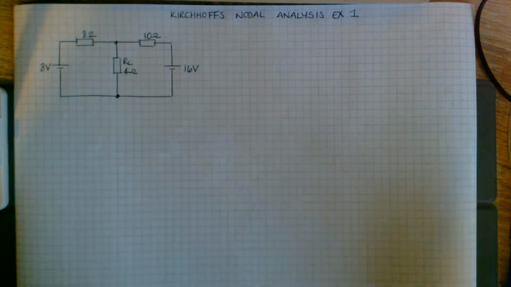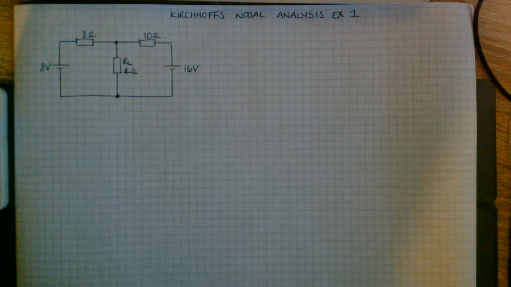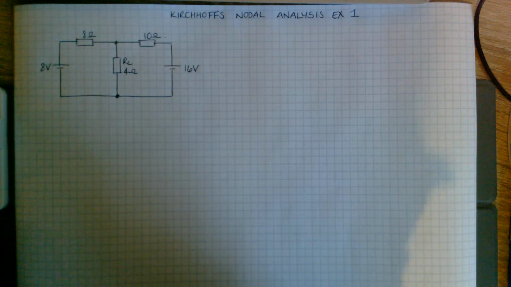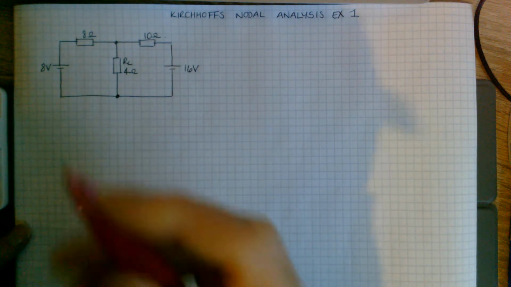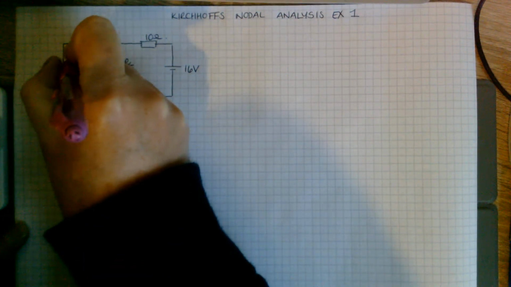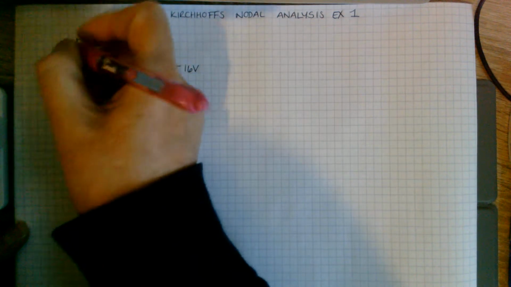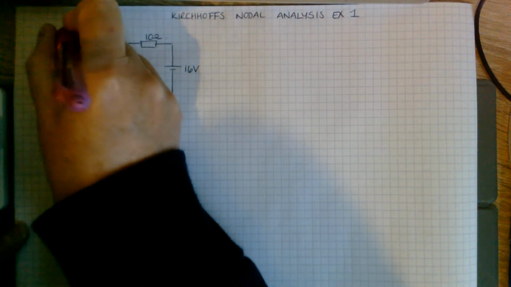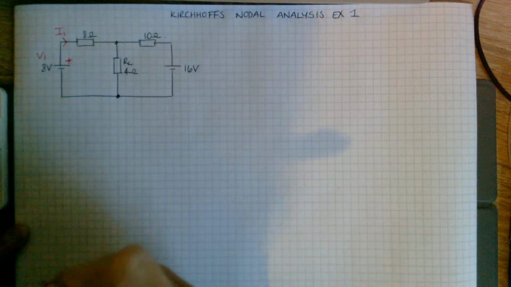So Kirchhoff's nodal analysis involves Kirchhoff's two laws. First, Kirchhoff's current law, where the currents entering a junction are equal to the currents leaving a junction. If you look at this 8-volt supply, the positive side of the supply is this long bar. That's the positive side there. And if we decided this was V1, then it would generate a current I1.